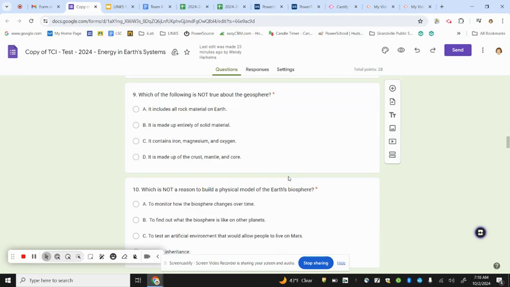Number 9, which of the following is not true about the geosphere? A, it includes all rock material on Earth. B, it is made up entirely of solid material. C, it contains iron, magnesium, and oxygen. D, it is made up of the crust, mantle, and core.